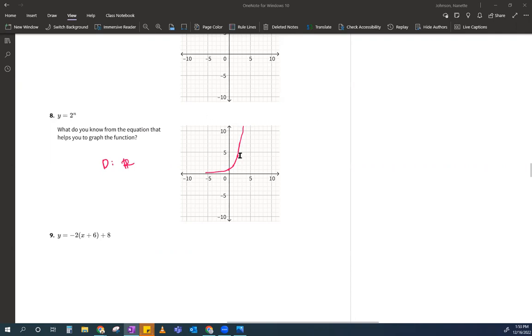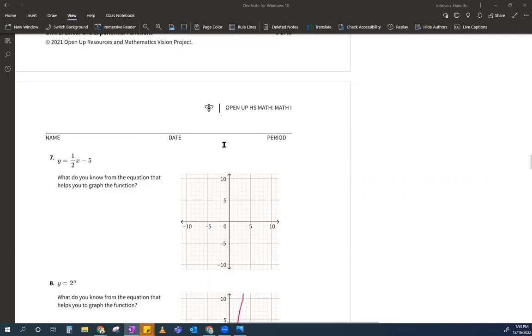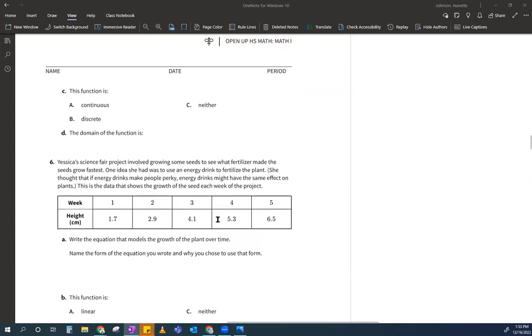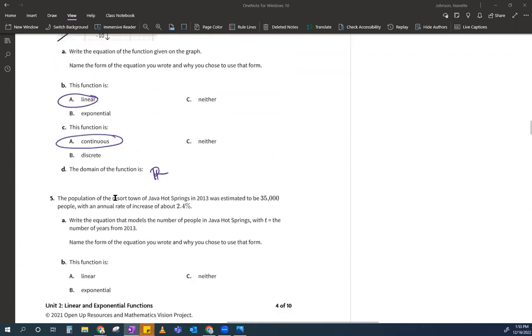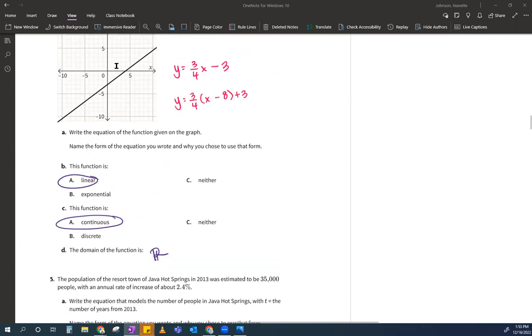So my hope for you is that you all understand the difference between something that's linear and exponential, whether I give you an equation, if I give you a context, if I give you the graph, it's all there. Okay.